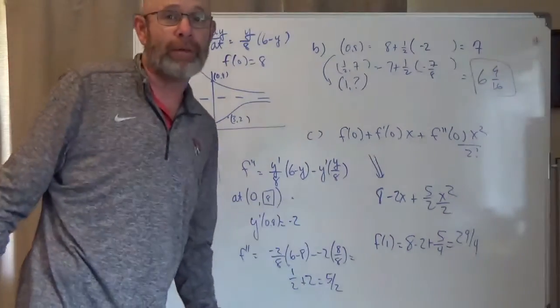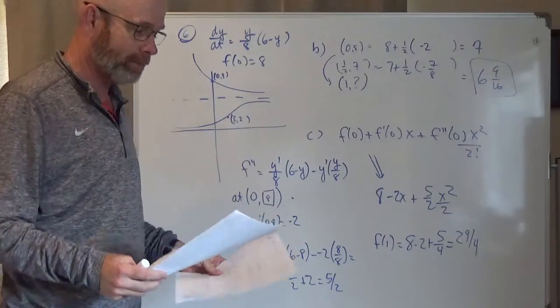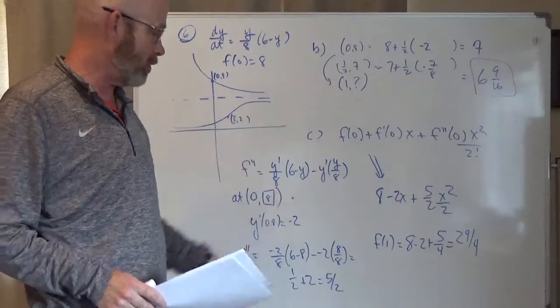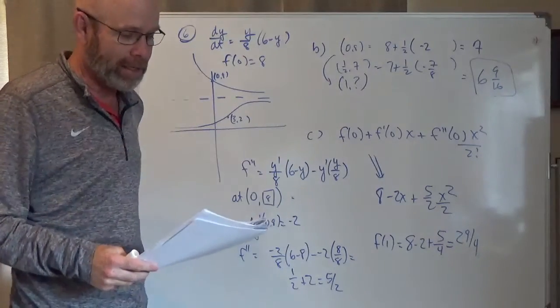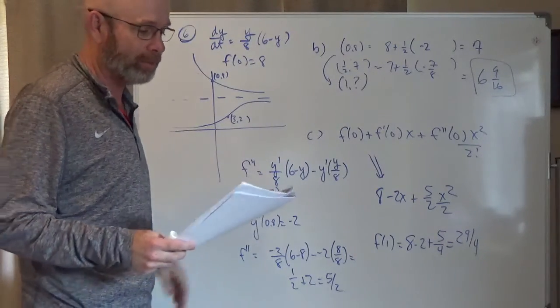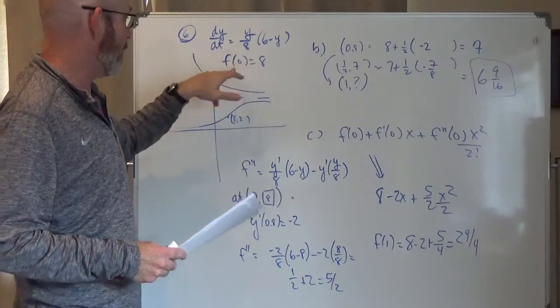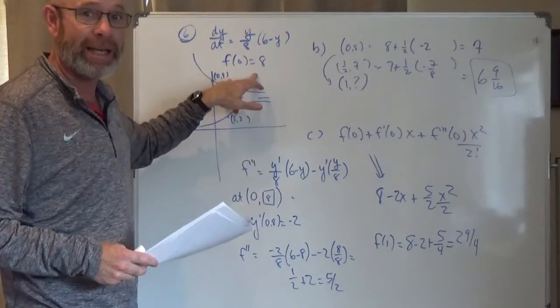All right, the last problem on this set, problem number 6. A little series, differential equation, stuff mixed in. Again, series problems pretty common. So we got a differential equation, dy/dt equals y over 8 times (6 minus y). We know that the function evaluated at 0 is equal to 8.